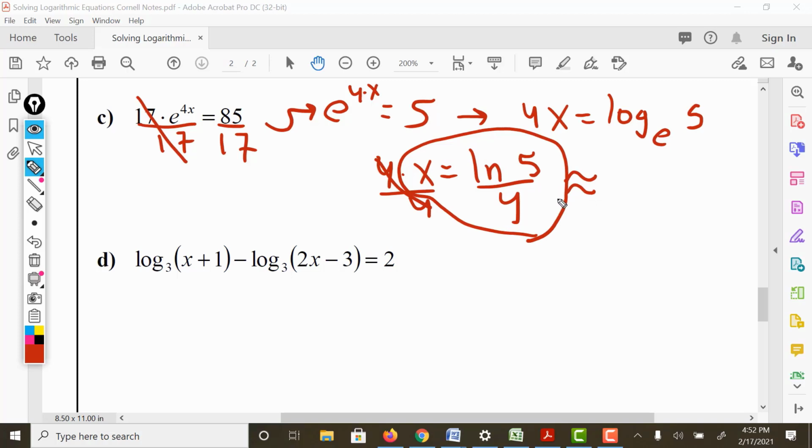If we were to put it in a calculator, it would come out to be something along 0.4. And of course, this one you could go ahead and check, right? You could plug in the 0.4 in for x and then see if it comes out to be 85.